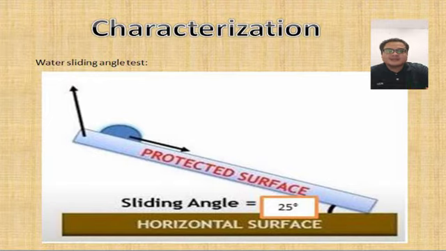For the water sliding angle test, the sample plates were inclined at a 25-degree angle. Then a drop of water was placed onto the top of the coated surface using a microsyringe. The time taken for the water to slide down to the end of the plate was recorded. The step was repeated twice to get the average.